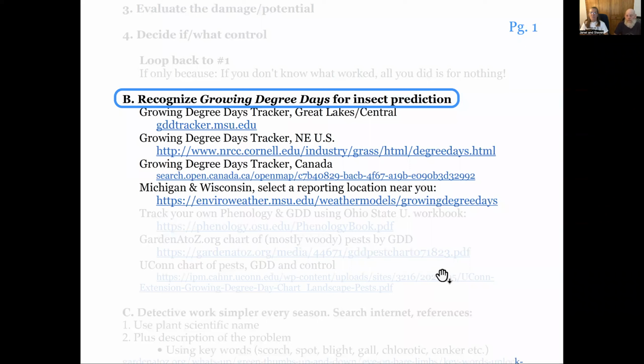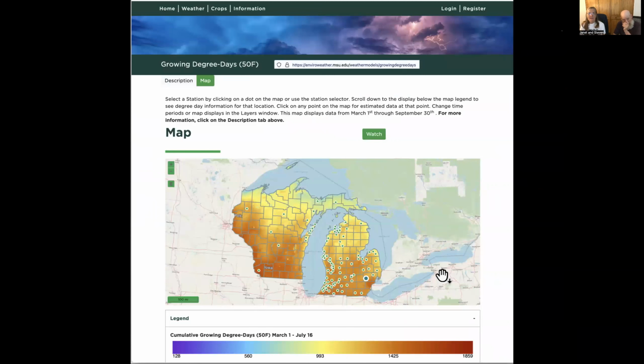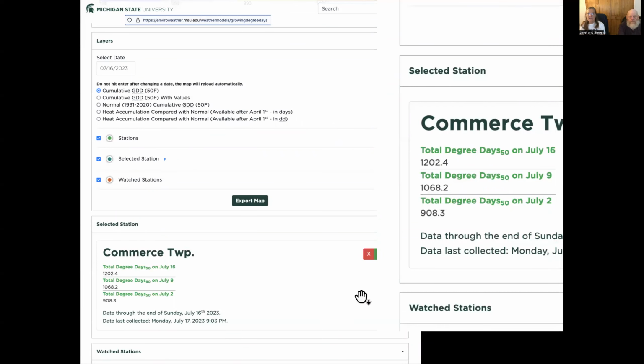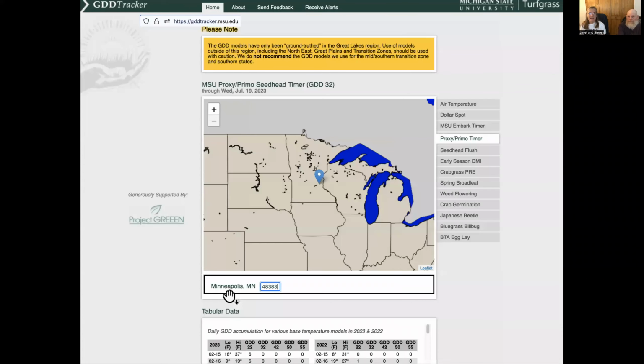So there are a lot of trackers out there. We gave you website links for trackers for looking at how many growing degree days do I have. So I can look at a chart like we gave you that says, here's when those insects occur. Michigan has a map that I can open up. The link will take you to a map where I can say, I'm going to pick Commerce Township, which is close to me there. And I'll get the information in Commerce Township. The total degree days on July 9th was 1,068. I can now look at my chart, see which insects are doing what at 1,068 degree days.